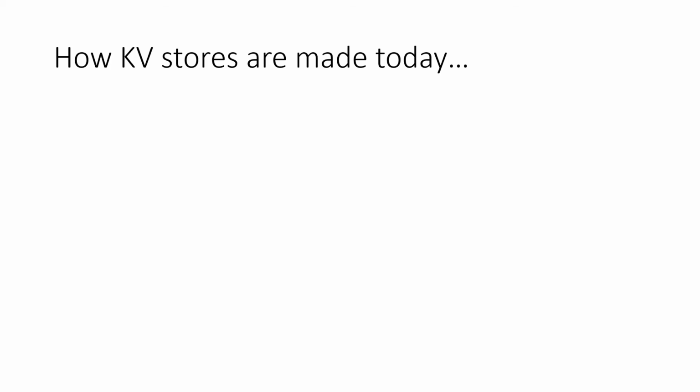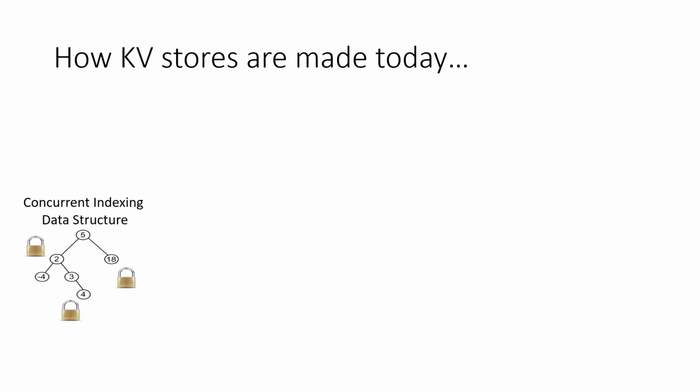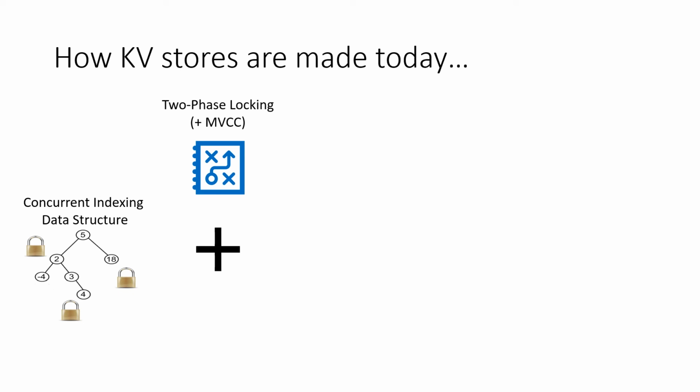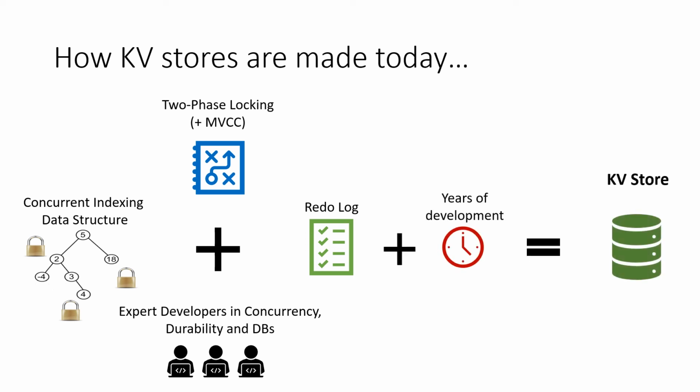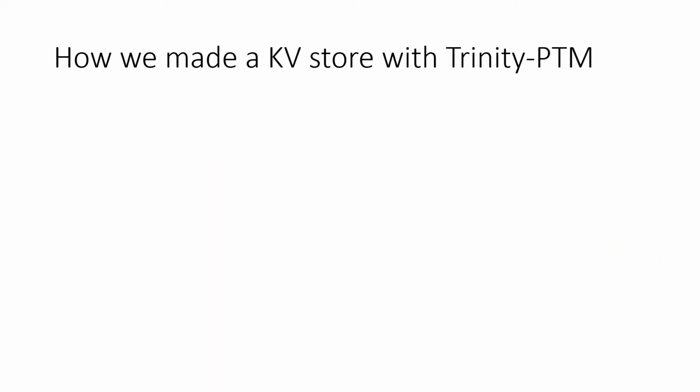So key value stores, how they were done up until recently, is you take a concurrent indexing data structure, which has its own concurrency mechanism with fine-grained locking or whatever else it is, and you add some kind of two-phase locking mechanism for the records. Sometimes you add multi-version concurrency control. You add some kind of redo or undo log for the durability. Usually it's a redo log. And then you take several developers to glue this together and make the engine. And it takes some time, but ultimately you'll get the key value store.